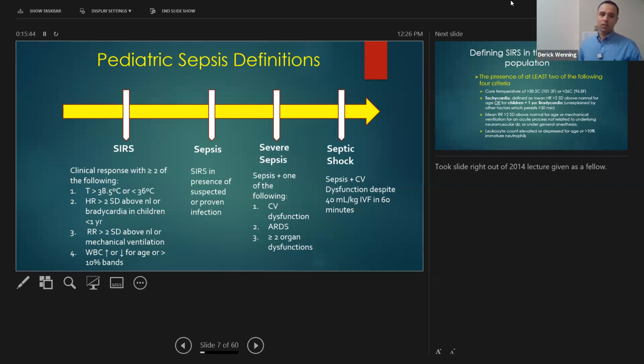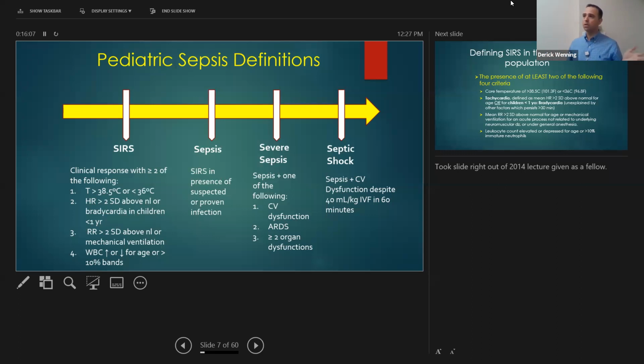So SIRS is a clinical response with greater than or equal to two of the following: either a fever of 38.5, which is 101.3, for children over 1 month of age, or less than 36 degrees centigrade. Your heart rate is greater than 2 standard deviations above normal, or any bradycardia in children less than 1. Your respiratory rate is greater than 2 standard deviations above normal, or there's a need for mechanical ventilation, or there's leukocytosis or leukopenia, or there's greater than 10% bands.